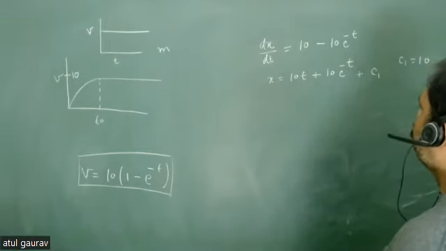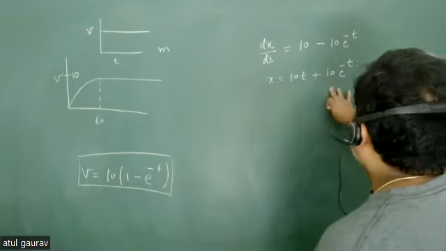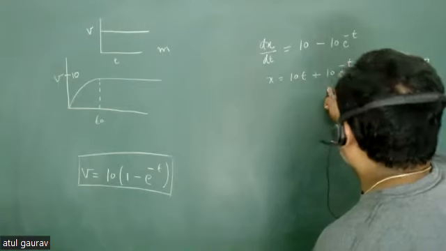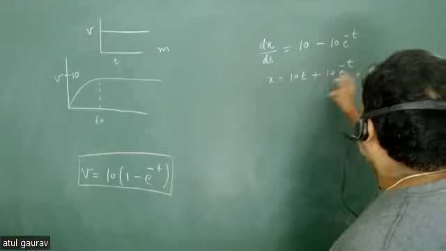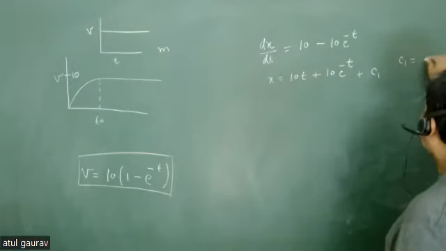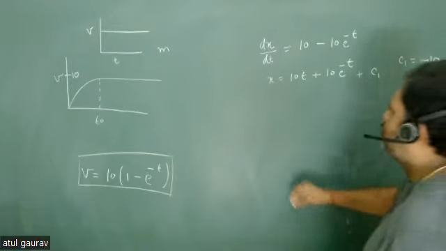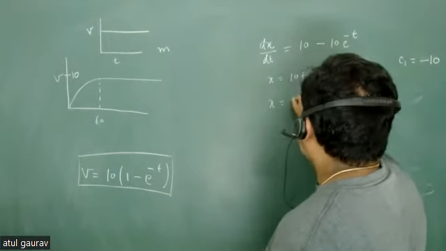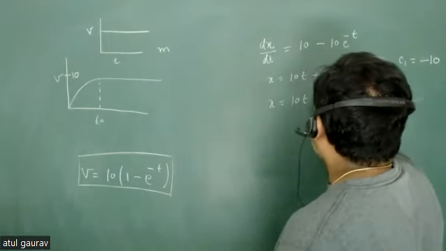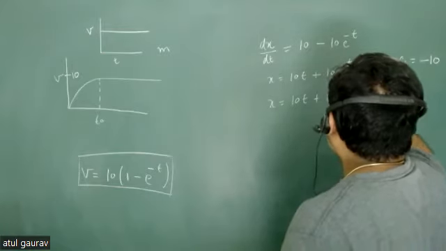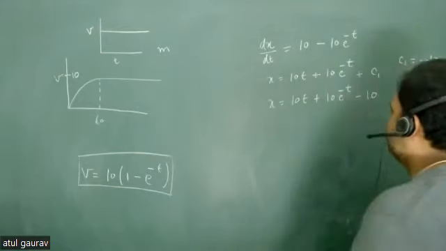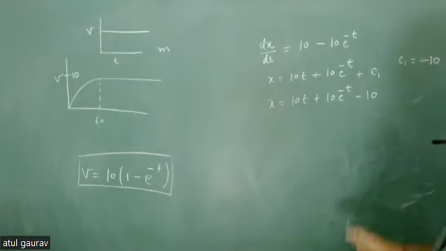Sorry, C1 is equal to... t is equal to 0, x is equal to 0, that will come, right? Wait. T is equal to 0. This value is 1. This value is 0. C1 is equal to minus 10, isn't it? C1 is equal to minus 10. So x is equal to 10t plus 10 e to the power minus t, and this value is minus 10, something like this. Now what will happen?